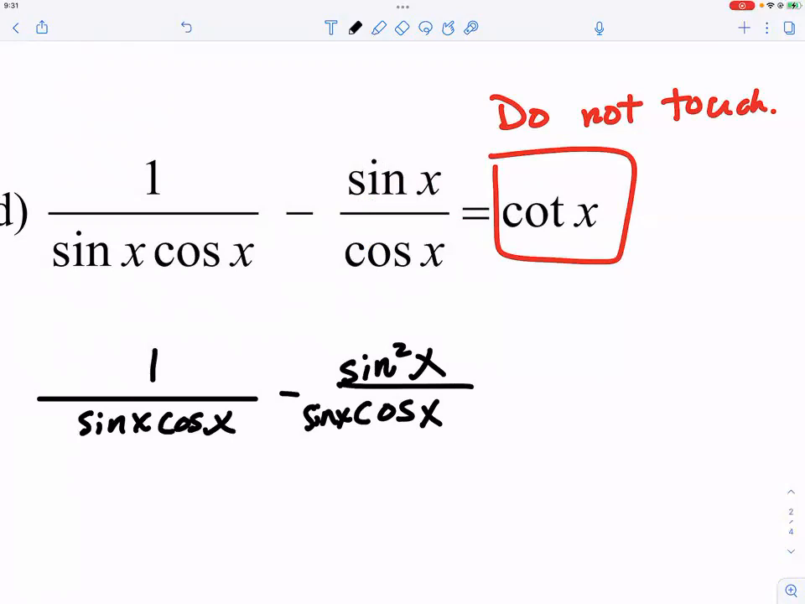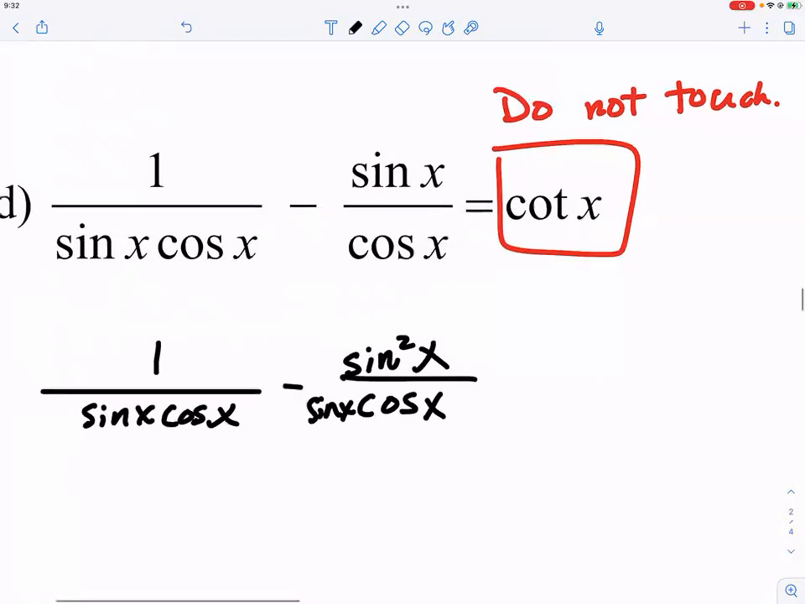1 minus sine squared x. What is 1 minus sine squared x? Cosine squared x, right? So the numerator is going to be cosine squared x. The denominator is going to be sine x times cosine x. Can you see an action here? The cosine will get canceled out, leaving you with cosine over sine.